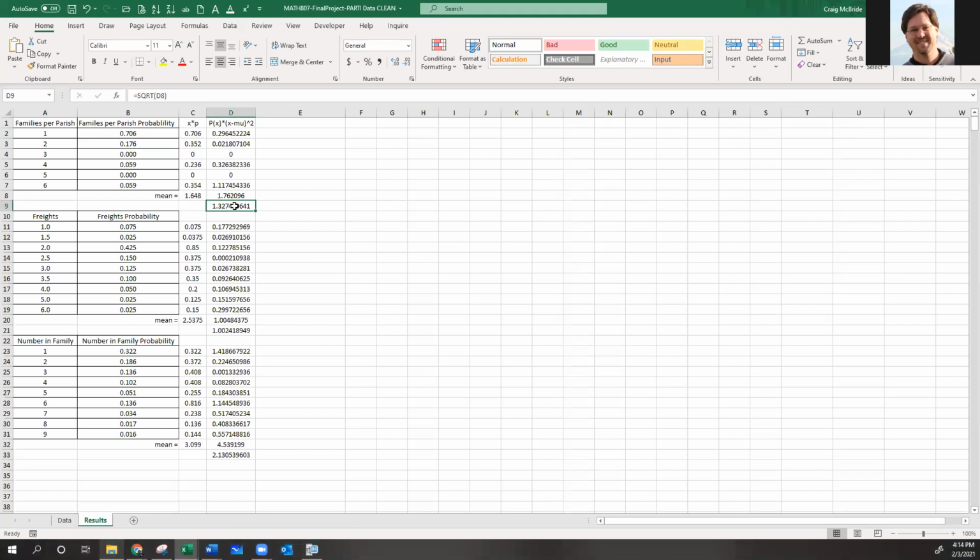For some strange reason, if we do this exact same thing and run summary statistics in SAS, we get a standard deviation of like 0.59. It's completely and totally different. And I don't know why.